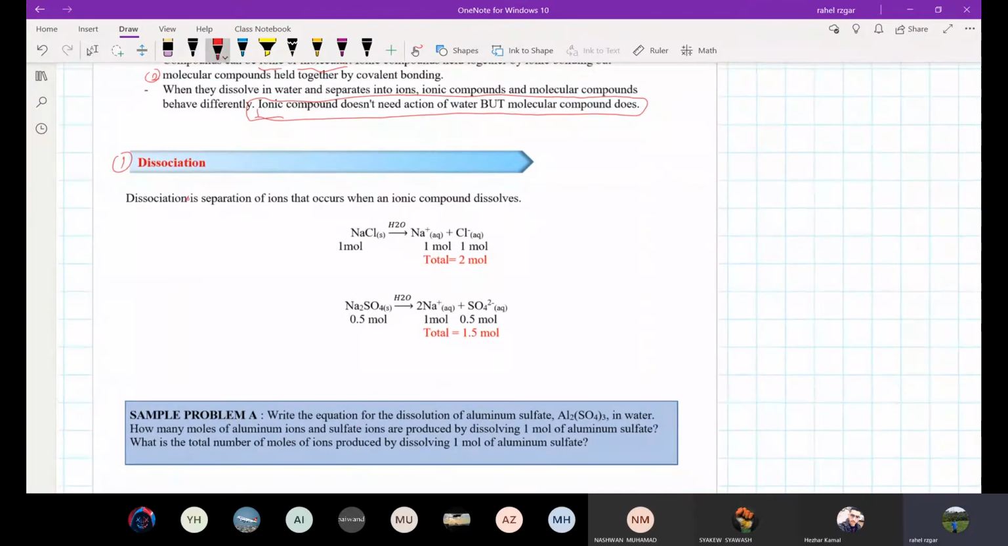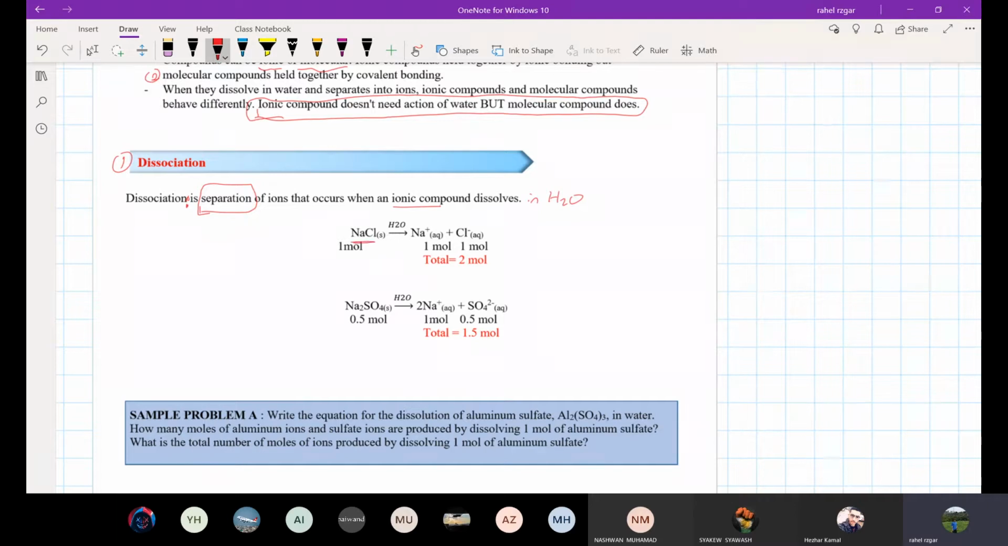Then what is dissociation? It is the separation of ions that occurs when an ionic compound dissolves. So when an ionic compound is dissolved in water, what happens? Separation. This word is important. When ionic compounds dissolve, let's say in water, and you can add H2O, this is called dissociation.